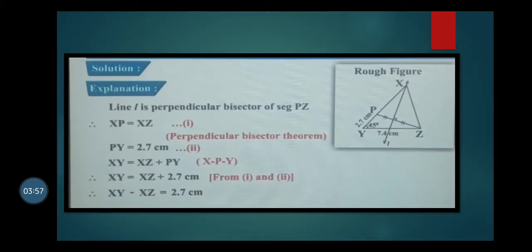Line L is perpendicular bisector of seg PZ. Therefore, XP is equal to XZ because of the perpendicular bisector theorem. Let us give that equation 1. PY is equal to 2.7 centimeter. Equation 2. XY is equal to XZ plus PY. Therefore, XY is equal to XZ plus 2.7 centimeter. Therefore, XY minus XZ is equal to 2.7 centimeter.